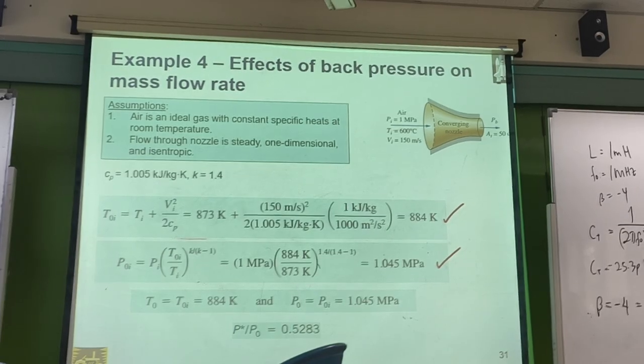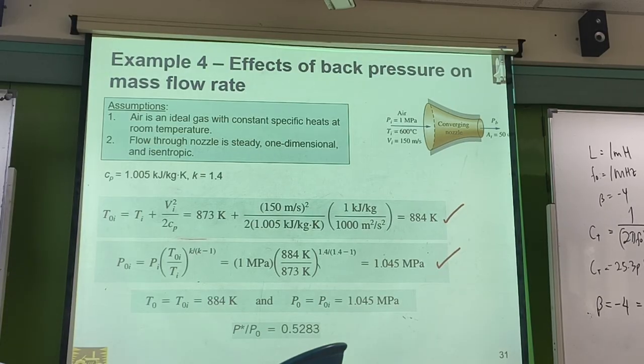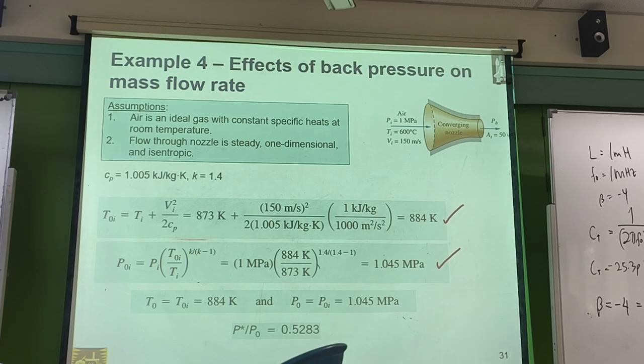So once you have found this, now what is the next thing that you should do? Whenever you have this kind of question, the very first thing that you need to determine is whether the back pressure is low enough for the flow to be choked. Basically that. Because both cases will give you different solutions. So how do we determine whether you are getting a choked flow? You make use of the critical ratio.